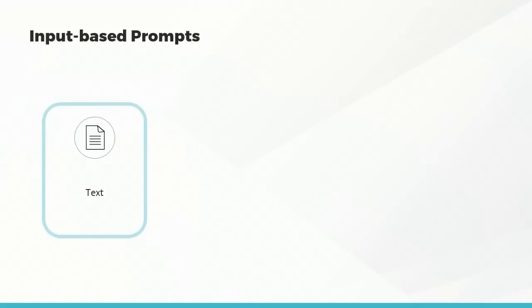As a language model, ChatGPT is trained to generate responses to different types of input-based prompts. Text prompts are the most common type used with ChatGPT. In this case, the model is given a piece of text as input and generates a response based on that input. For example, a text prompt could be a question like, "What is the meaning of life?"